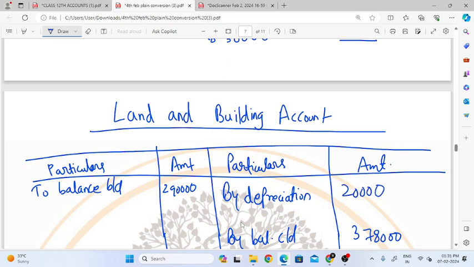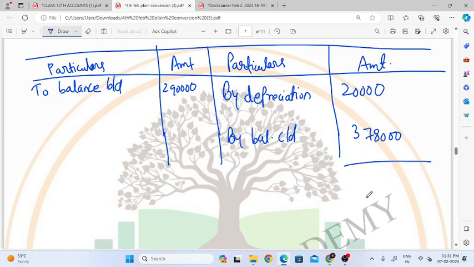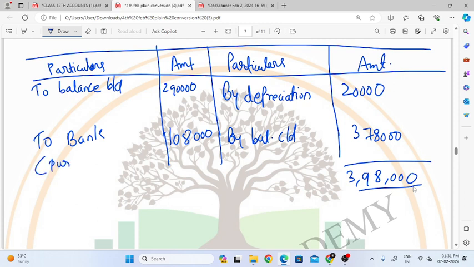Only this information we have, so we have to total both the sides. 3,78,000 plus 20,000 comes to 3,98,000. Then 3,98,000 minus 2,90,000 comes to 1,08,000. So here we are getting the balancing figure on the debit side. So it means they have purchased an asset of 1,08,000.